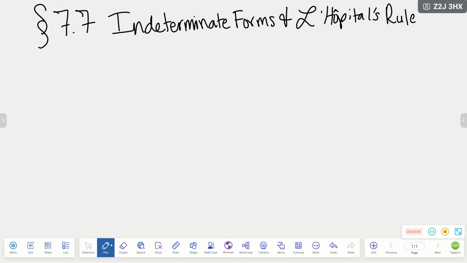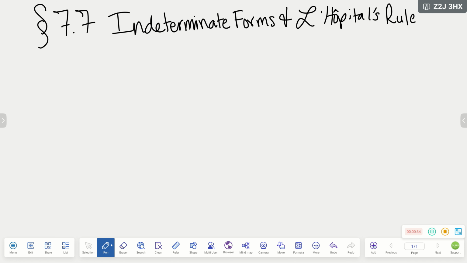So just one video that you have to watch here on indeterminate forms and L'Hopital's rule. What we did with limits at the very first, I basically forgot to go back to L'Hopital's rule once we learned derivatives, because some limits you can't evaluate because they're in what's known as an indeterminate form.